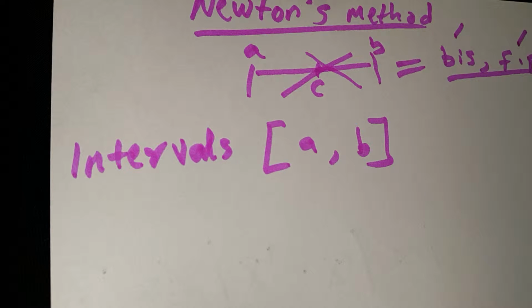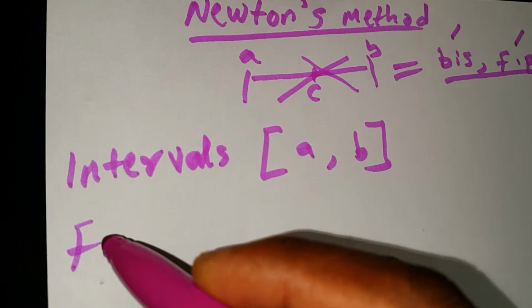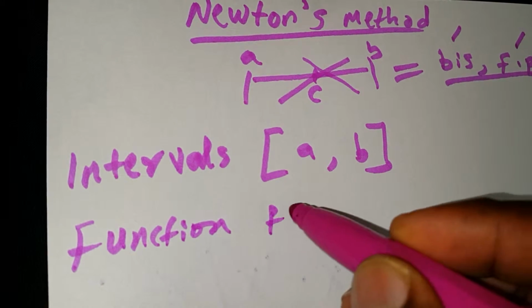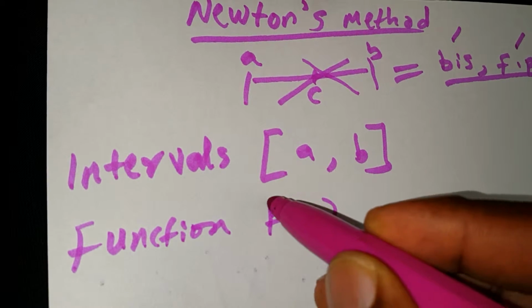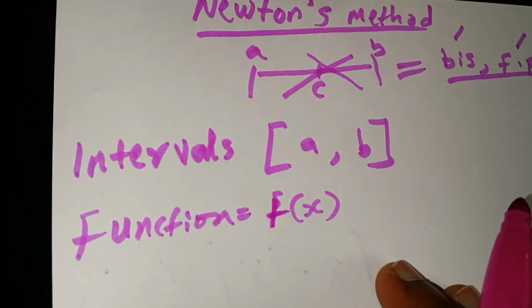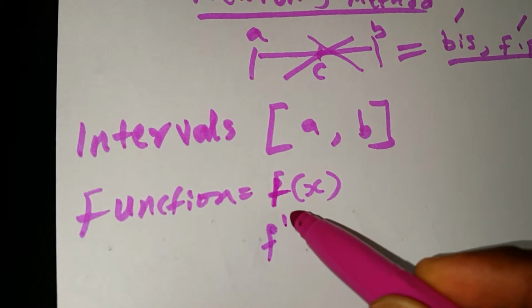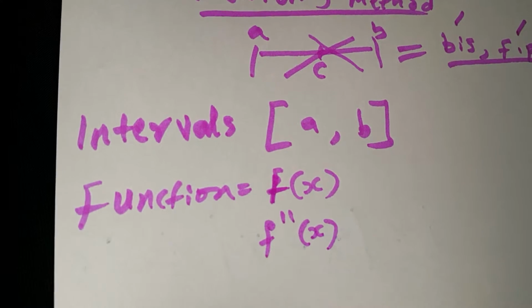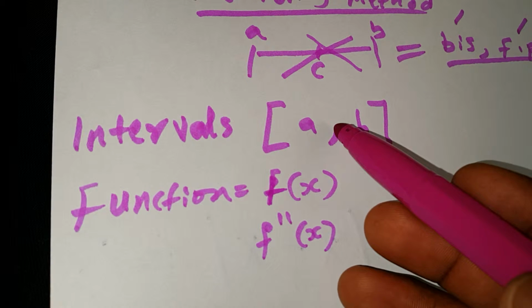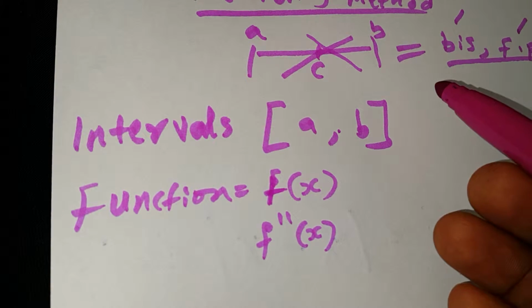Then the second thing you need to know is the function. You will be given the function, let's call it f of x. Another thing you need to know is the second derivative of the function. All this we are trying to find. We will find all this when you are given the intervals, or you can find it. We have already solved how you can find it.